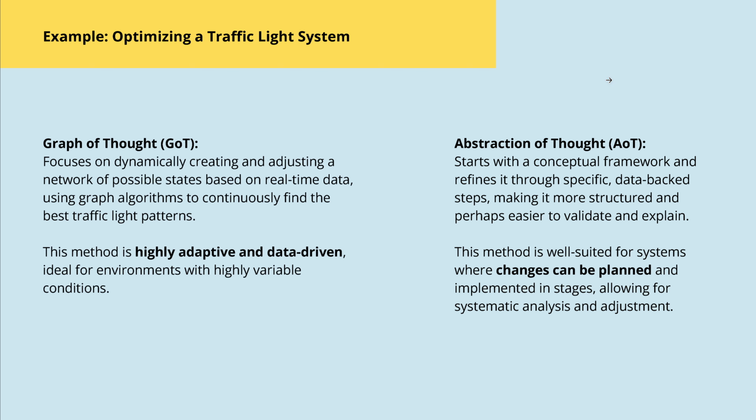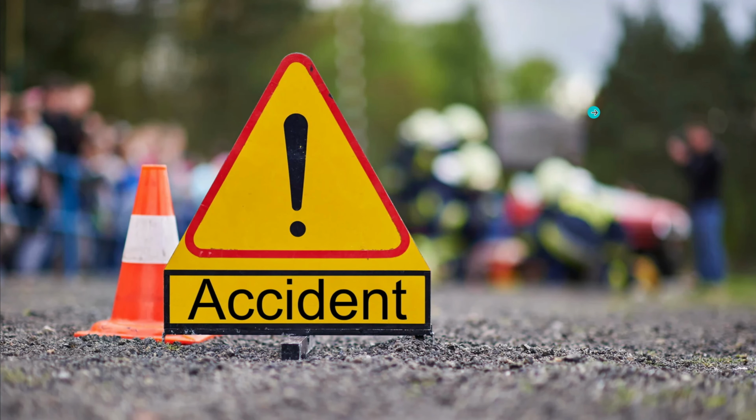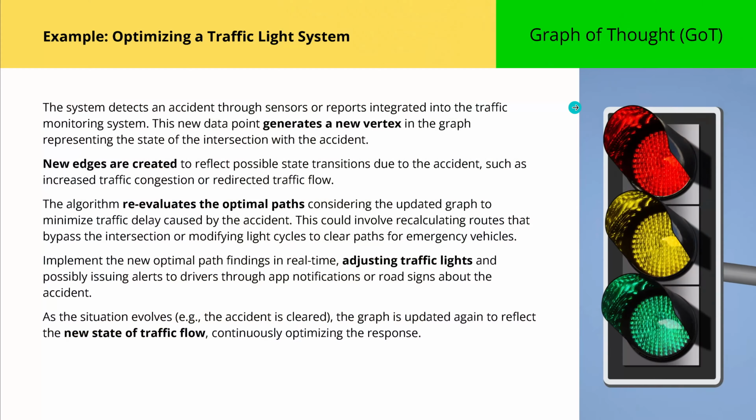However, if something happens, you need a much more flexible, highly adaptive and data-driven system where you have, for example, the focus on dynamically creating and adjusting a network of possible states based on real-time data, using graph algorithms to find the best traffic light pattern. But you see, both systems have their strong points, and the intelligent way how we combine those systems, this is now a challenge. Now let's say we have an accident somewhere in the city, a major intersection.